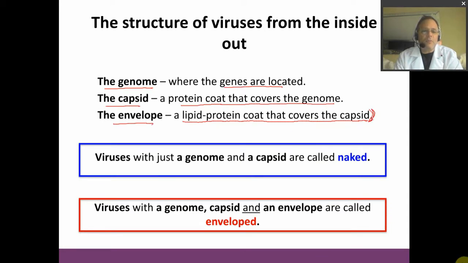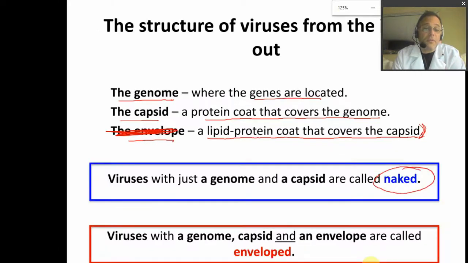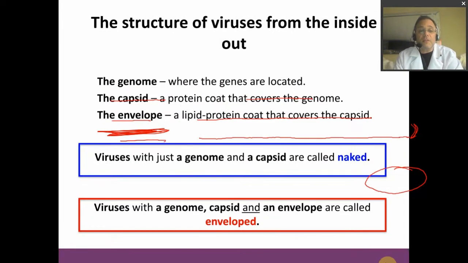So, moving on, viruses with just a genome and a capsid are called naked. So in other words, they do not have this. The envelope is sort of the clothing. Viruses with a genome, a capsid, and an envelope are called enveloped.